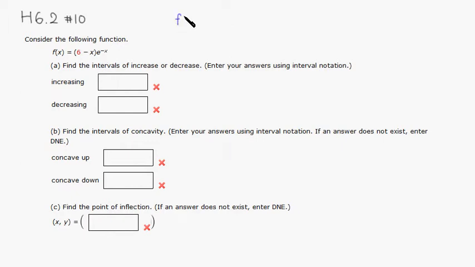So f prime of x is going to be equal to, right? We have two things multiplied together, so I'm going to use the product rule. Derivative of the first is -1 times the second, e to the negative x, plus the first, quantity 6 minus x, multiplied by the derivative of the second. So you have e to the negative x, multiplied by the derivative inside, which is -1. So let's clean it up a little bit.